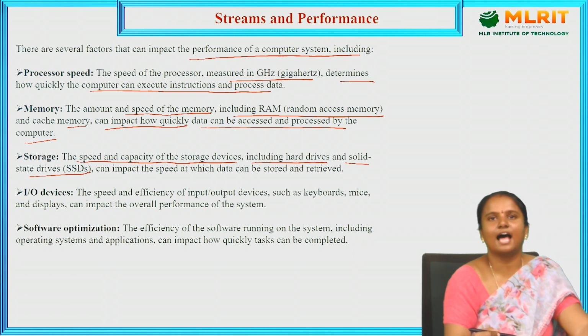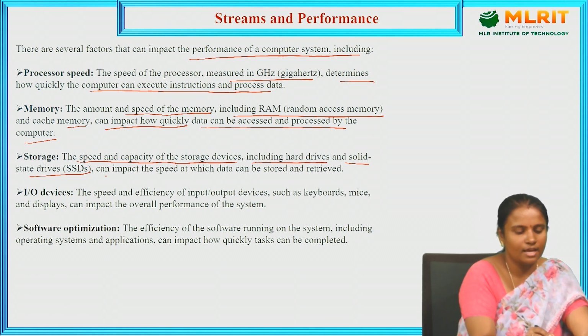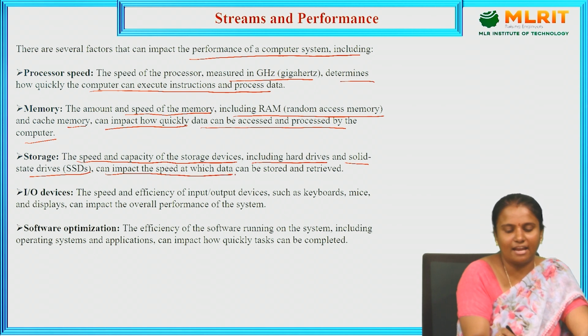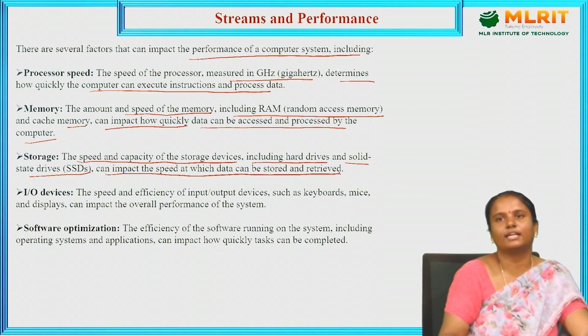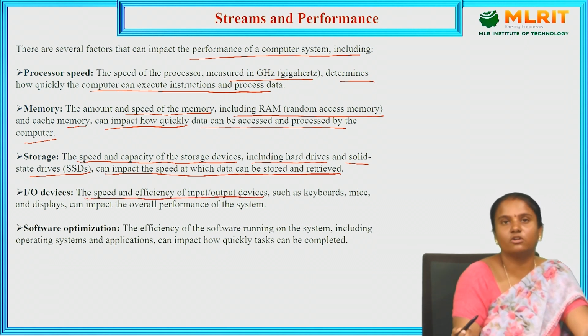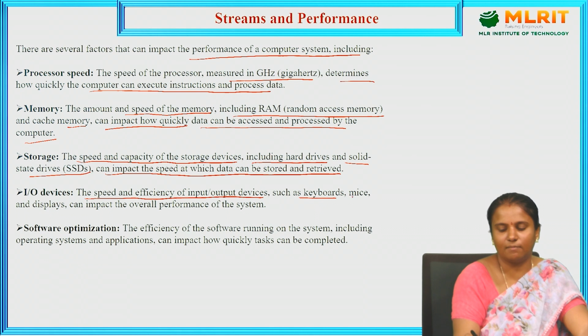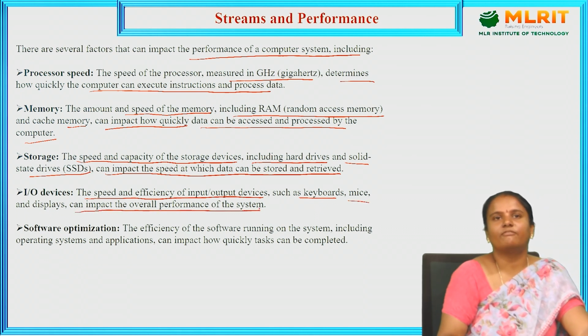Storage. The speed and capacity of the storage devices, including hard drives and solid state drives, can impact the speed at which data can be stored and retrieved. So next, input-output devices. The speed and efficiency of input-output devices, such as keyboard, mic, and displays, can impact the overall performance of the system.